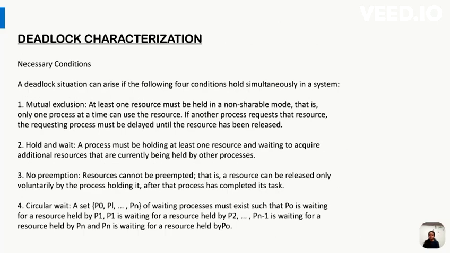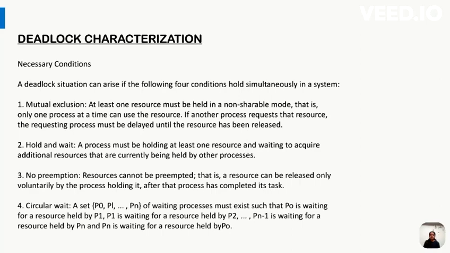Next, we'll move on to deadlock characterization. What are the characterization conditions? A deadlock situation can arise if the following four conditions hold simultaneously in a system. First is mutual exclusion, hold and wait, no preemption, circular wait. In mutual exclusion, at least one resource must be held in the non-shareable mode. That is, only one process at a time can use the resource.